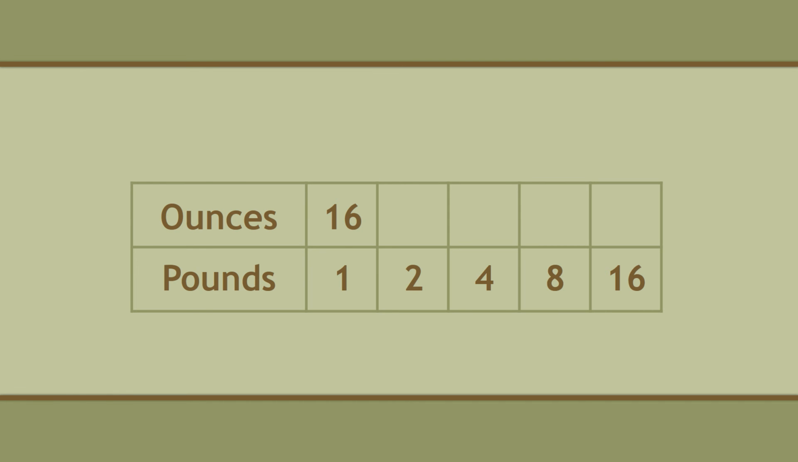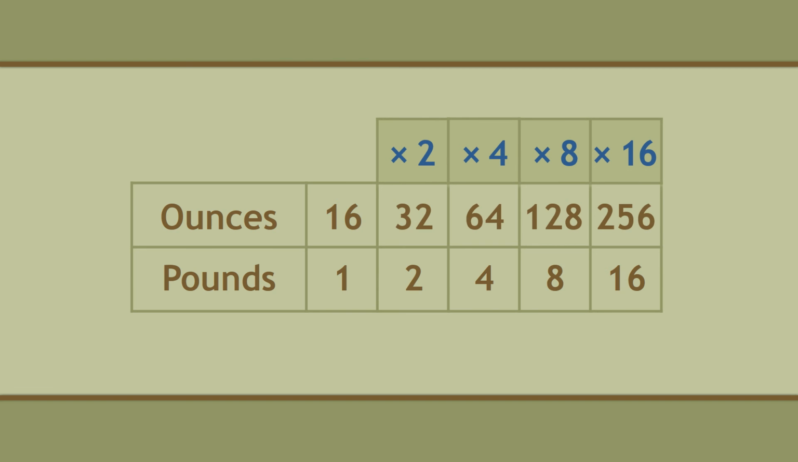All right, good job. So let's take a look. For every 1 pound, we have 16 ounces. So for 2 pounds, we should have 32 ounces. 4 pounds, 64 ounces. 8 pounds, 128 ounces. And 16 pounds, 256 ounces.